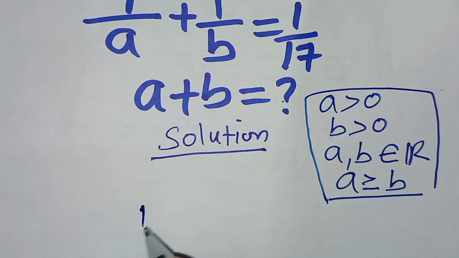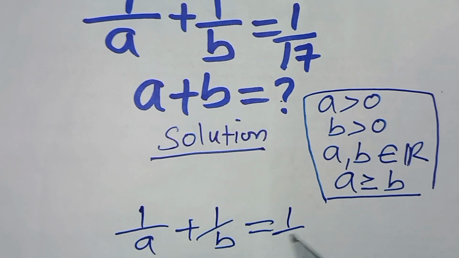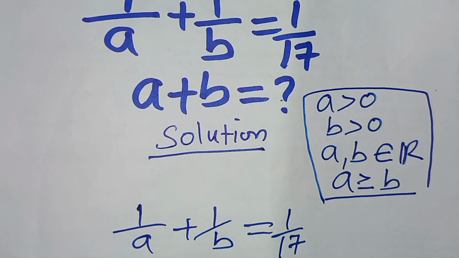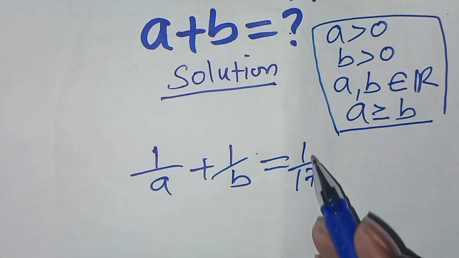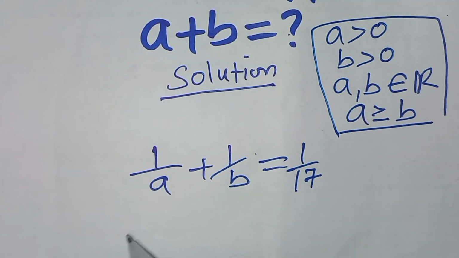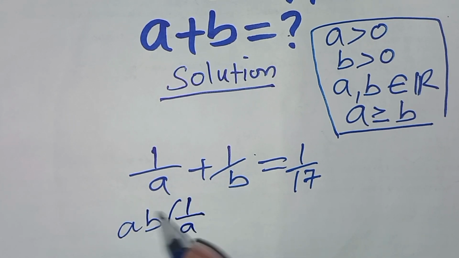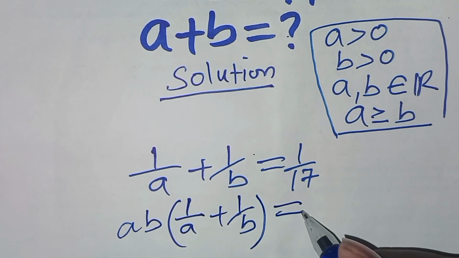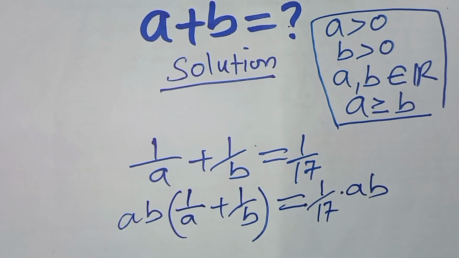So we have 1 over a plus 1 over b equal to 1 over 17. So the first phase here, let's multiply both sides by ab. So that we'll have ab into the bracket 1 over a plus 1 over b. This is equal to 1 over 17 times ab.